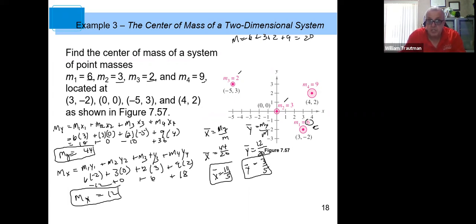So if you look at our center, it would be (11/5, 3/5). 11/5 is like 2 1/5, right here. And 3/5, which is 0.6. So it would be somewhere around here.